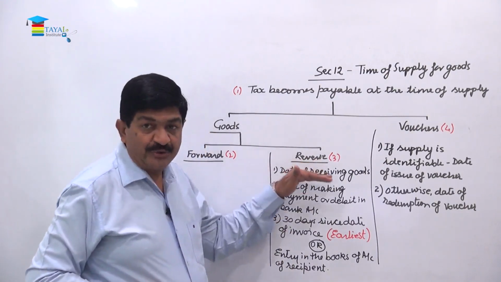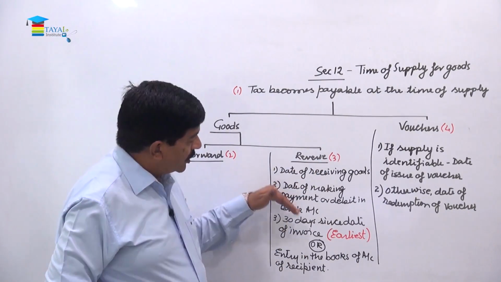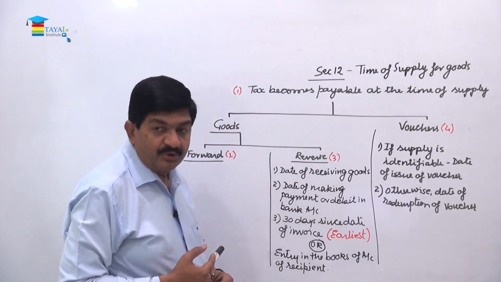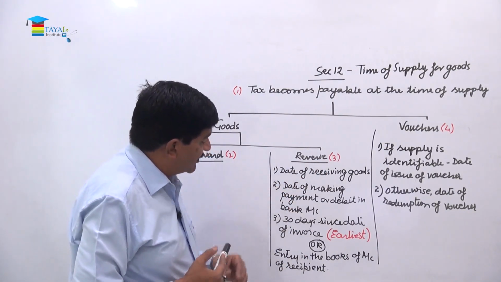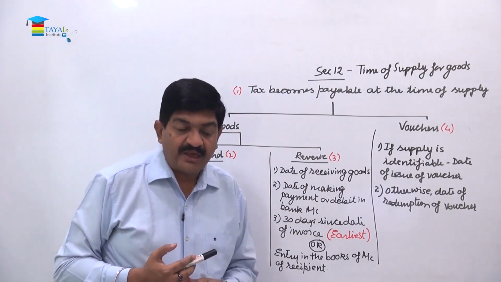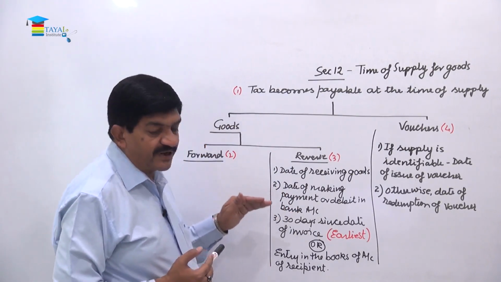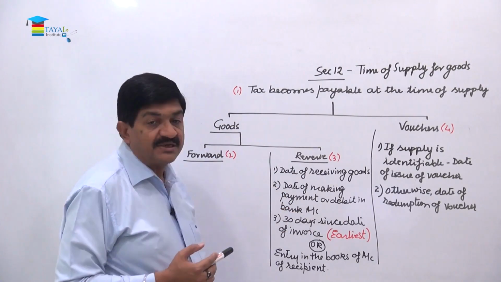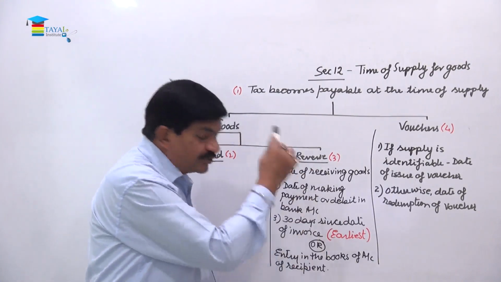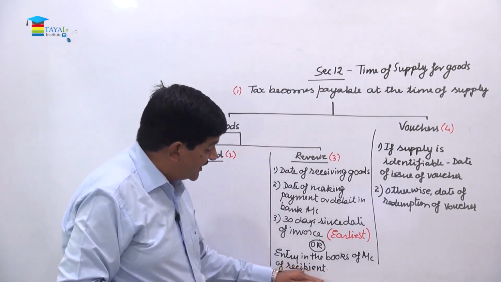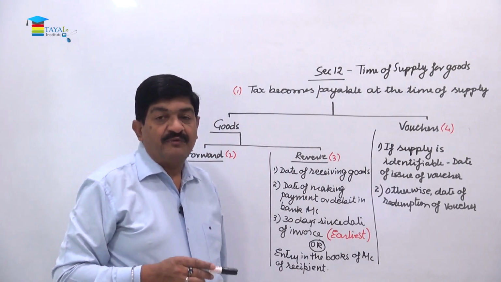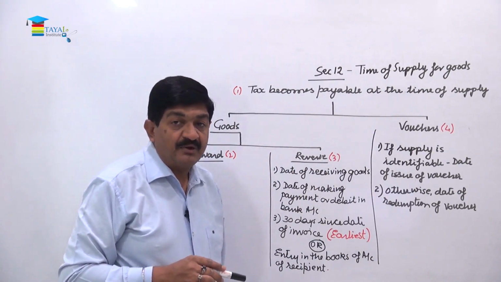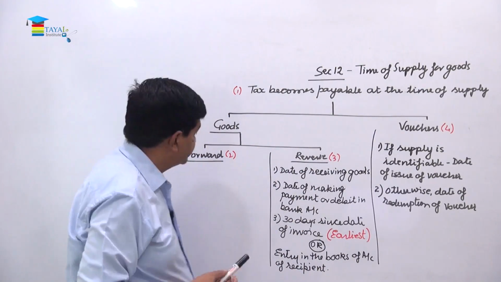So either actual date of receiving or the date of making the debit entry in the bank account, or number 3 is 30 days from the date of invoice. And out of the 3, whichever comes earliest, that is the time of supply. And if that is not possible to determine, then comes the last thing, the date on which entry is made in the books of account of the recipient.